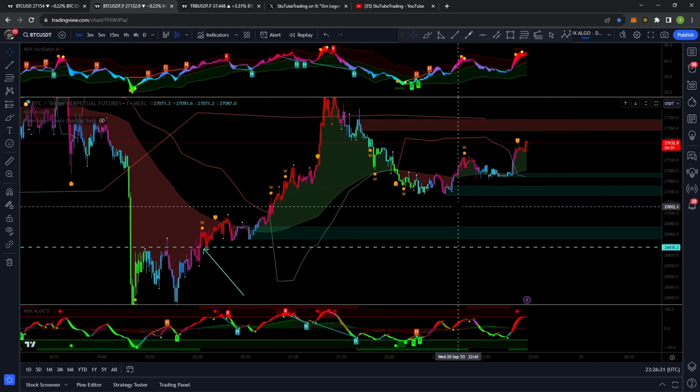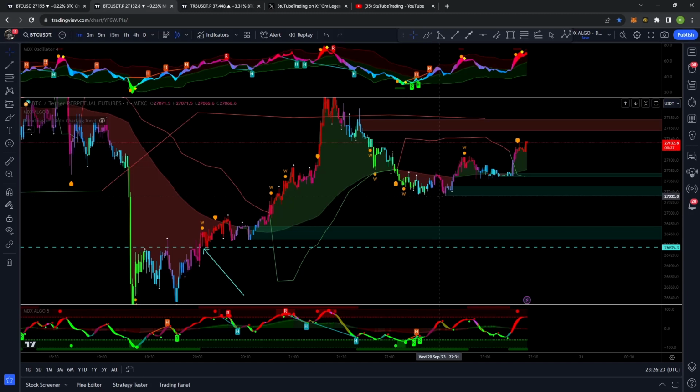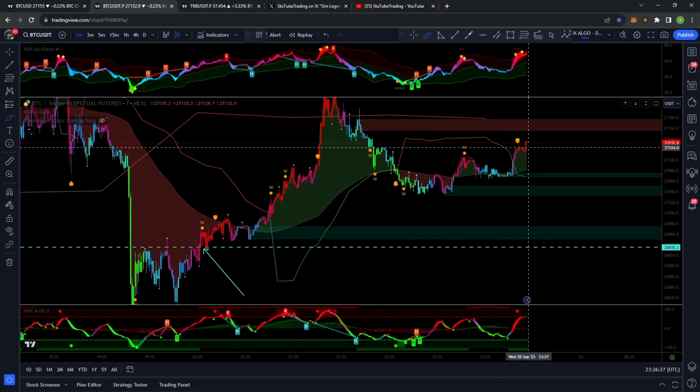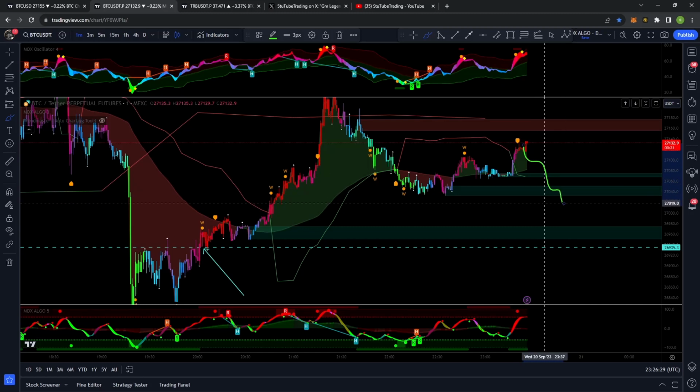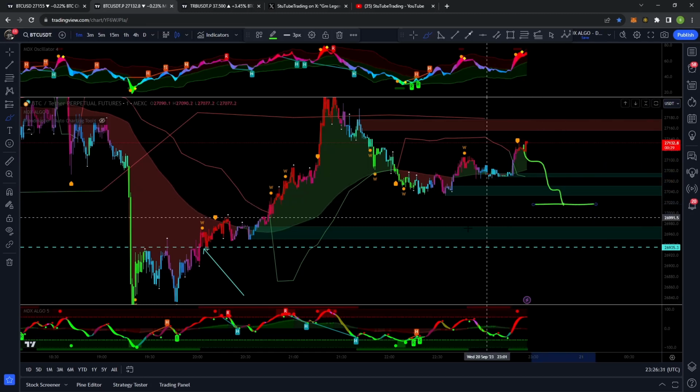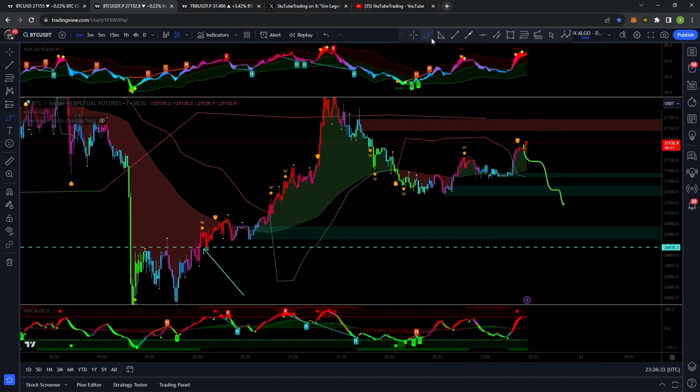I think if we end up closing candles below this low that we've set back here, if we end up trading down into this range, I'm just going to take the rest of my profits and look for a different position at that point. But we're just going to see what happens there.